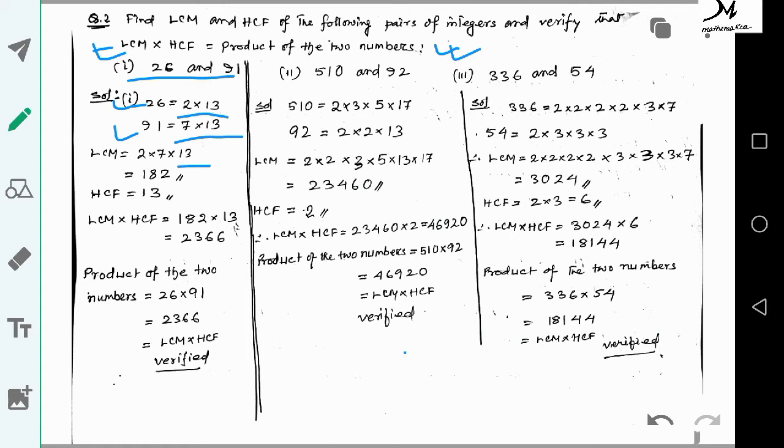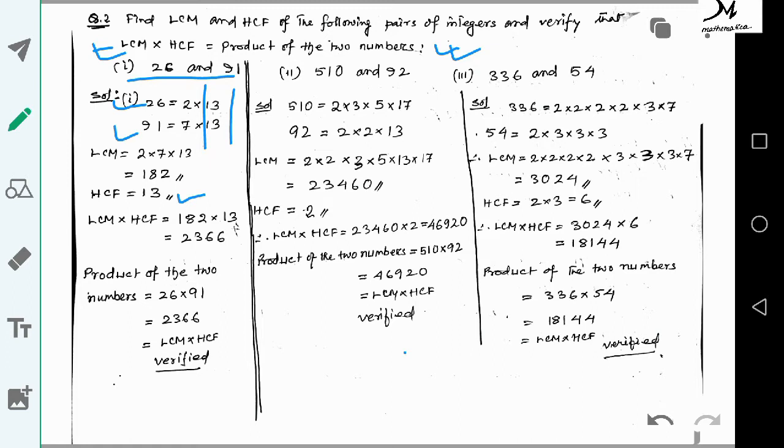Then you have to take the uncommon factors which are not common. Okay, you have to take all the factors. 2 and 7 are there, so we have taken those two as well. Okay, now multiply these three numbers, then you will get 182. Okay, and the HCF, so here you see, in order to find the HCF, we cannot take the uncommon factors. We have to take only the factors which are common. Okay, so here 13 is common. 13 is present in both factorization groups, so 13 will be the HCF.